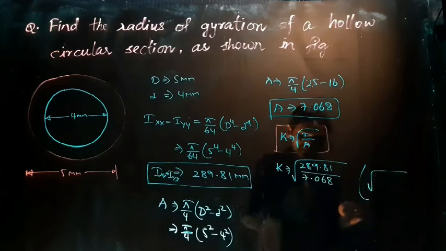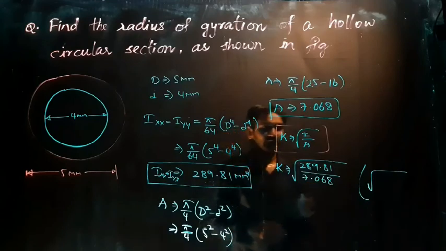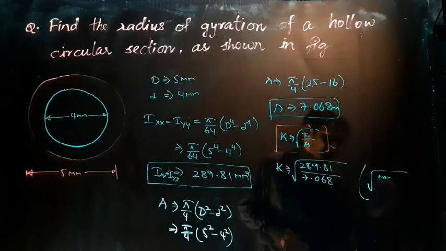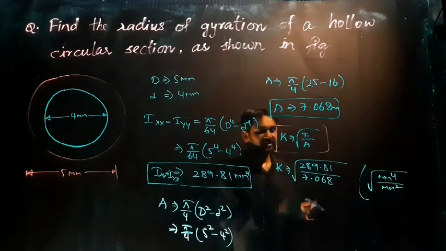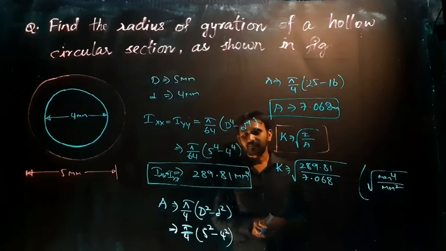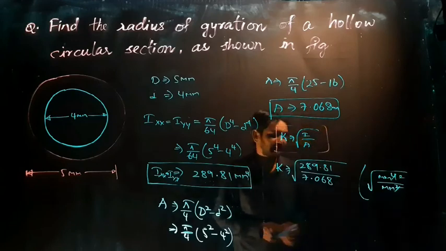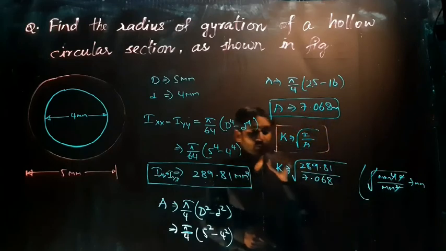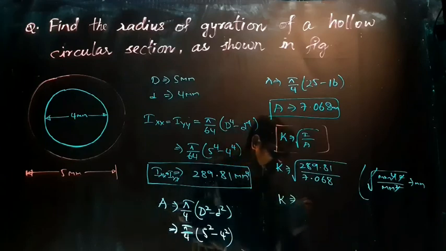So it is square root. What is the units of 289.81 in the sense? Sorry, this is mm to the power of 4. So mm to the power of 4 divided by mm square. Area units will be mm square. Moment of inertia units will be mm to the power of 4. So this square and this square get cancelled. The remaining units will be mm. So after calculating, what you will get, k is equal to 6.40 mm.